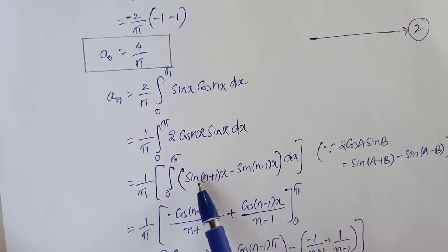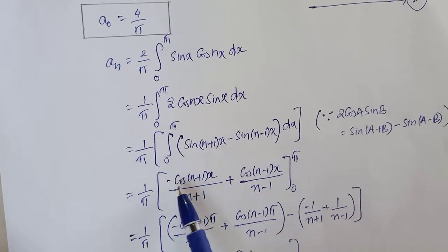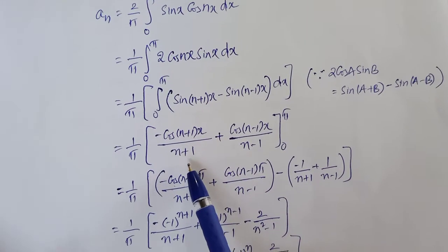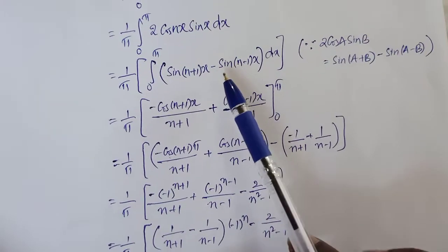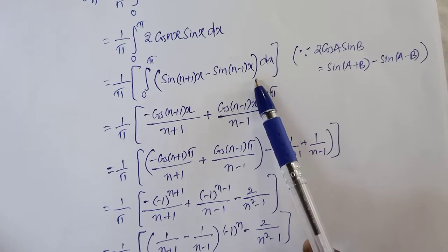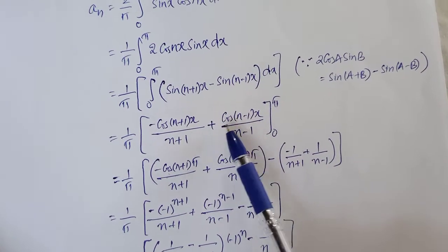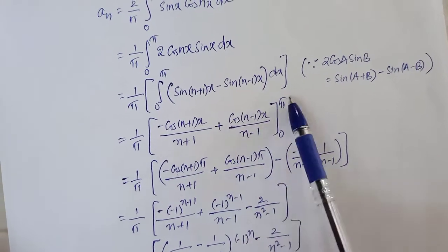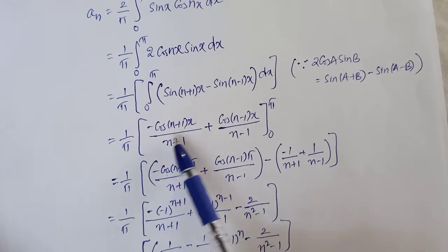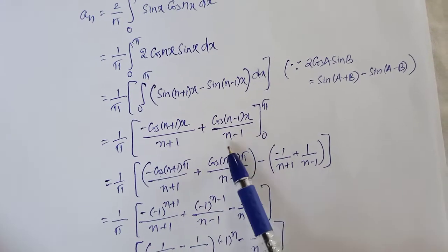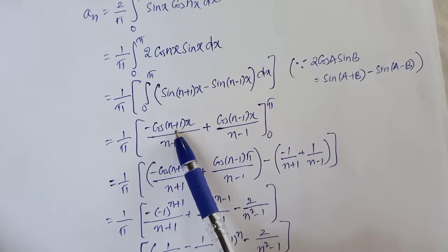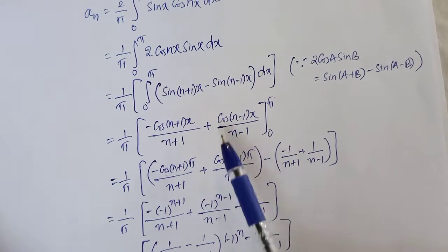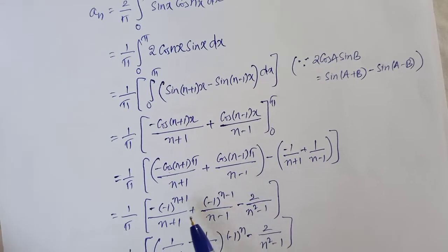Now if I integrate this, what is the integration of sin x? Minus cos (n plus 1)x by (n plus 1). Similarly, the integration of sin (n minus 1)x is minus cos (n minus 1)x by (n minus 1). Taking the upper limit in place of x, these two terms become like this, and for the lower limit cos 0 is 1. So minus 1 by (n plus 1), and here plus 1 by (n minus 1).